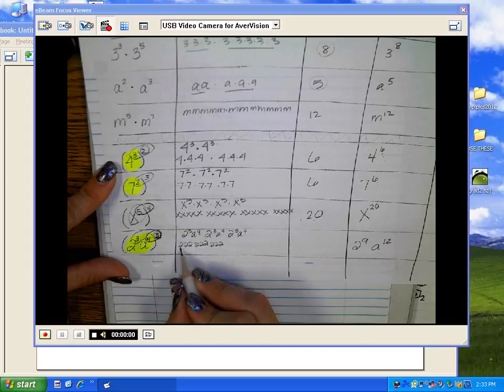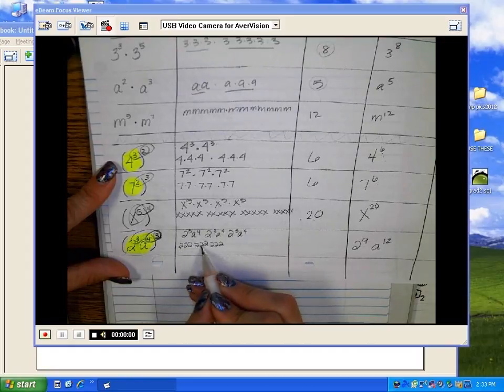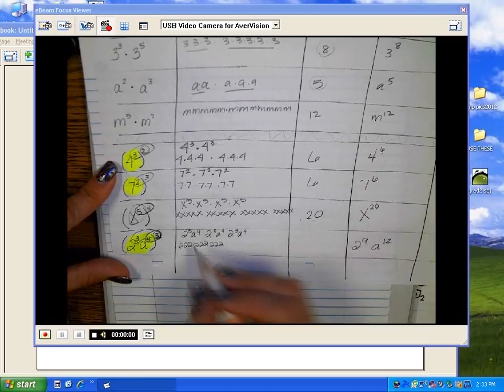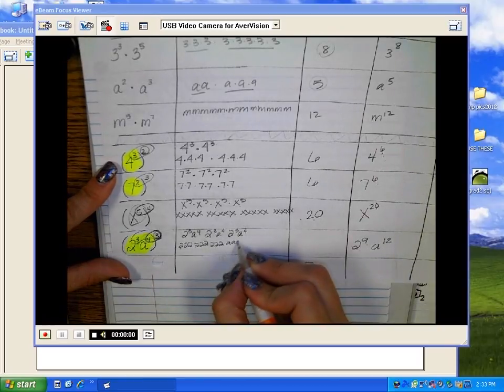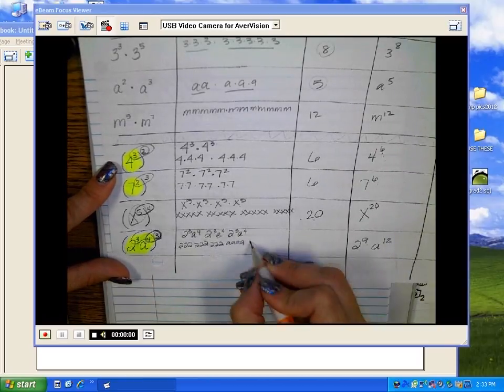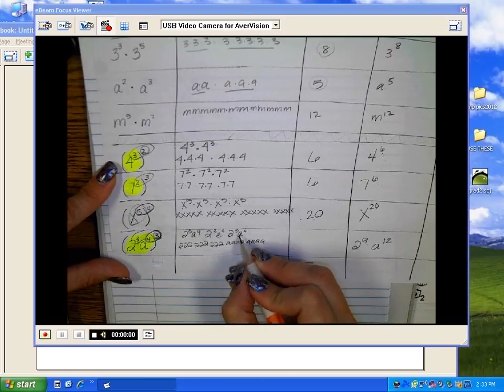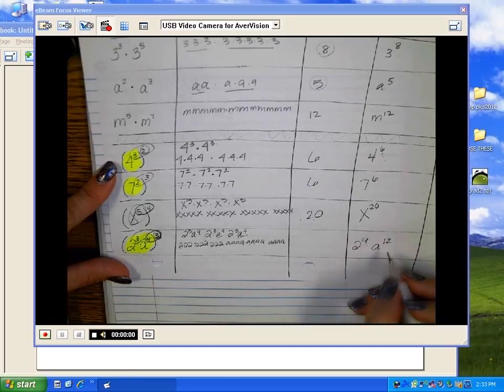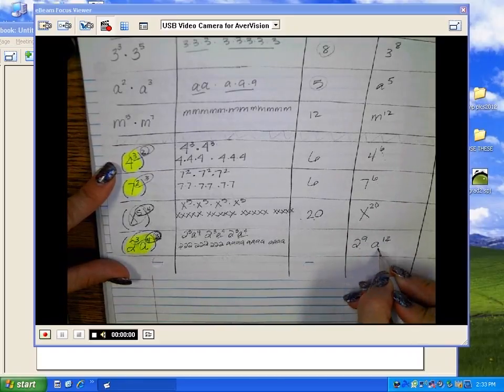Well, how many 2's do I have? 1, 2, 3, 4, 5, 6, 7, 8, 9. 2 to the 9th. And now let's do our a's. I have 4 of them. 1, 2, 3, 4. And then I have another 4. And then I have another 4. So how many a's do I have? I really have 12 of them. So it's a to the 12th.